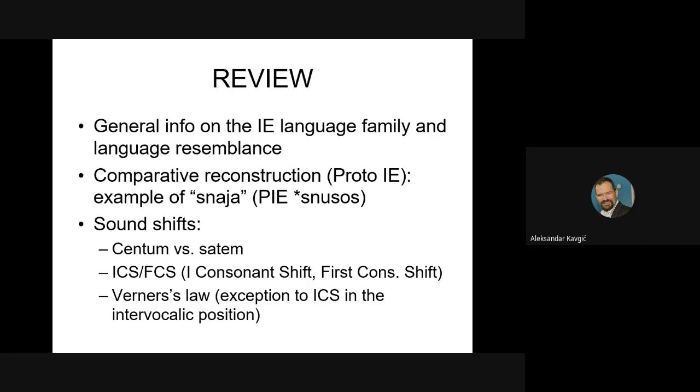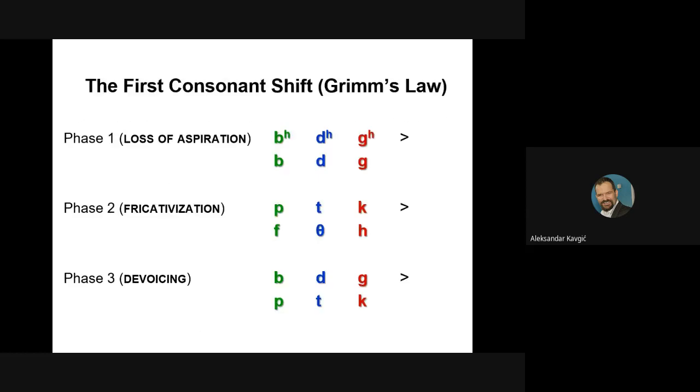Just a brief reminder. According to Grimm's law, you had aspirated plosives in Proto-Indo-European and centum languages in general. So bh, dh, gh became b, d, and g. Then p, t, and k fricativized into f, th, and h, and that is why, for example, you say father, not pitar. And then there was devoicing: b, d, and g became p, t, and k.